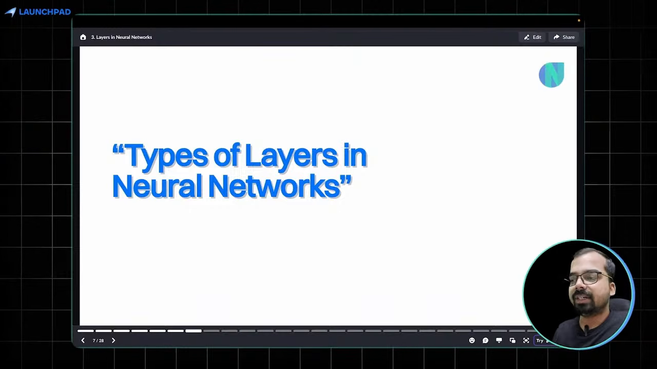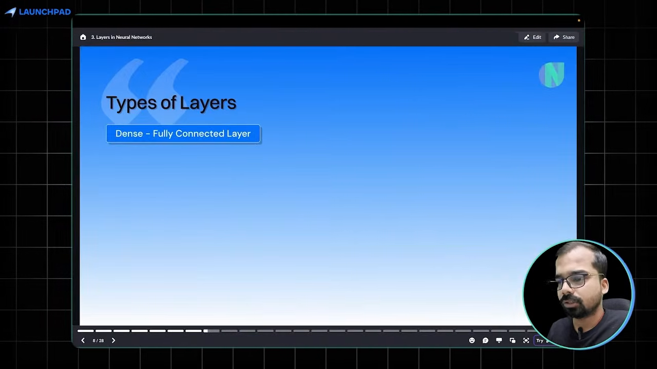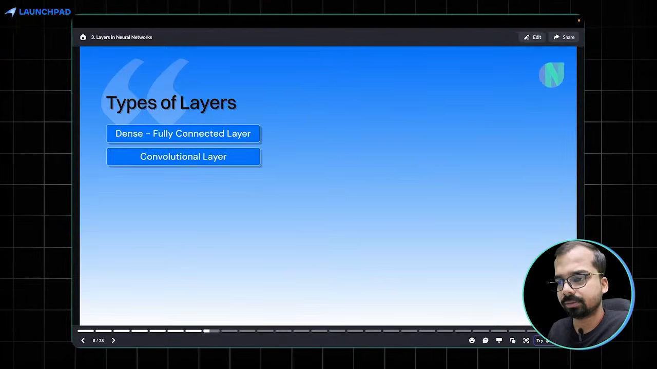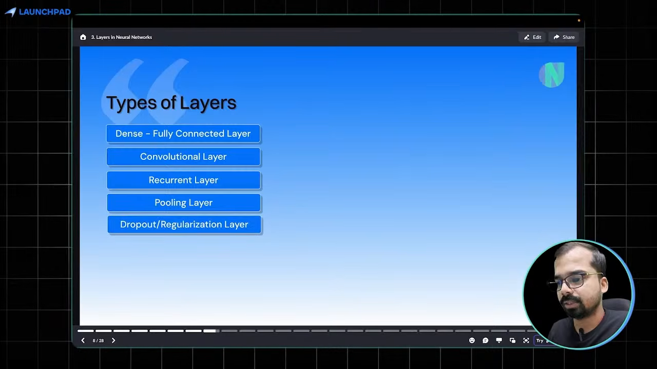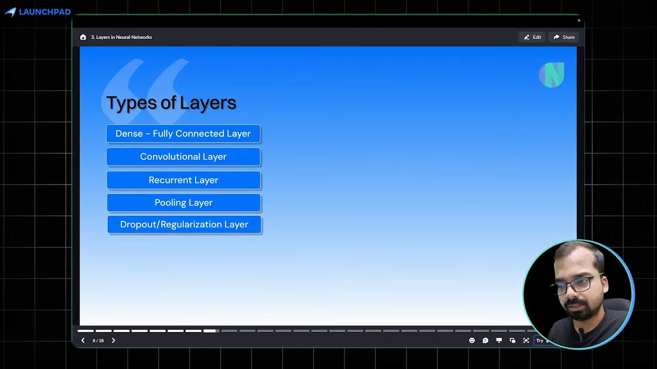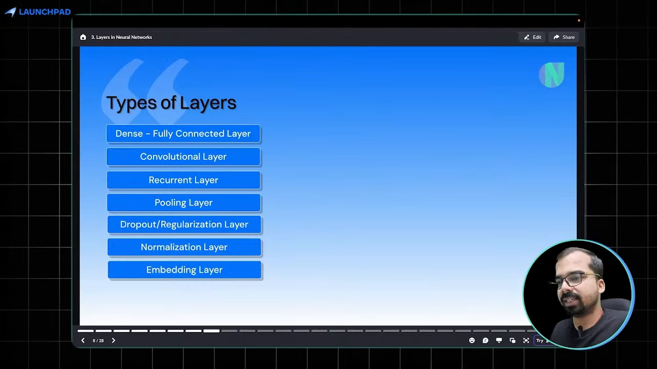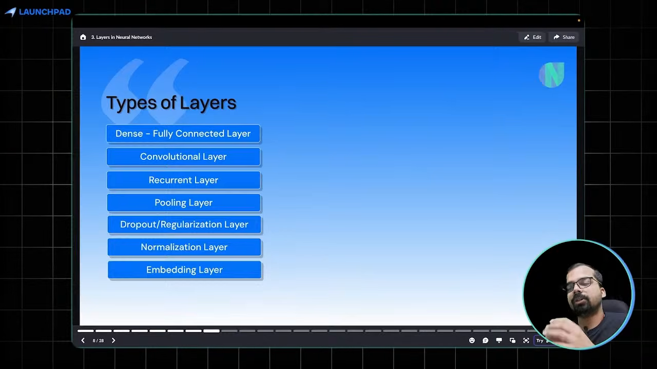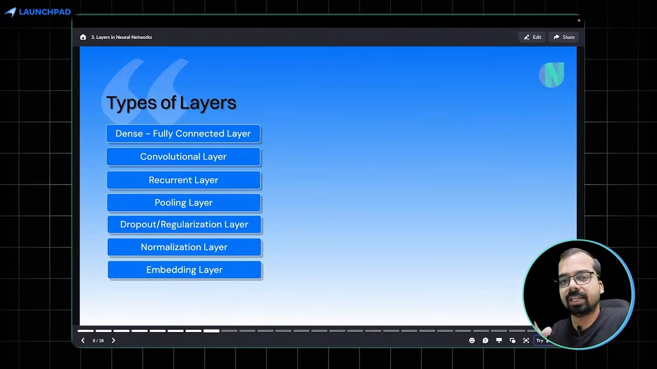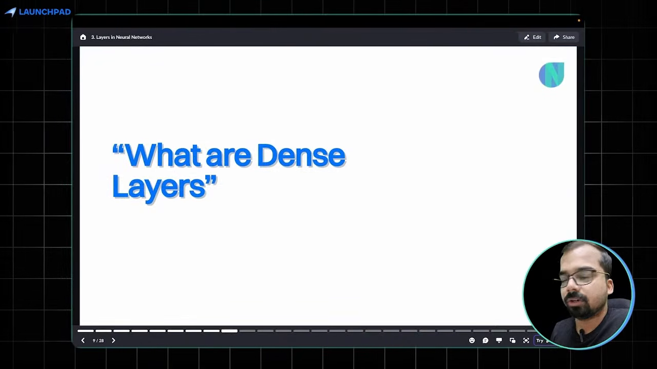Now, what are the different types of layers in neural networks? So you have dense layers, convolutional layers, recurrent layers, pooling layer, dropout or regularization layer, normalization layer, embedding layer. So these are quite in-depth topics. Today we are going to look briefly, at a very high level, at all these types of layers. So what are dense layers?